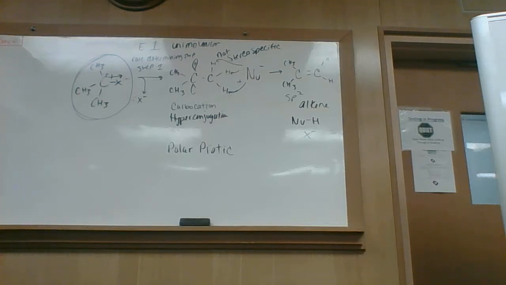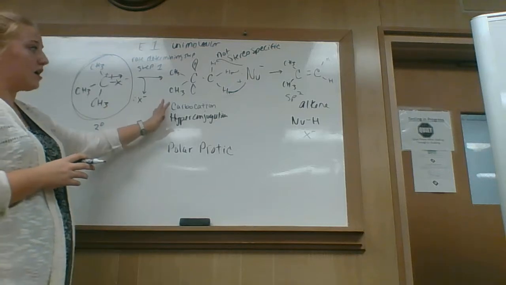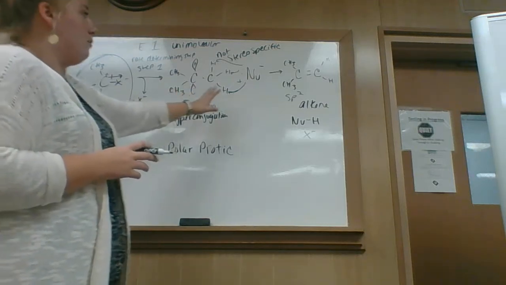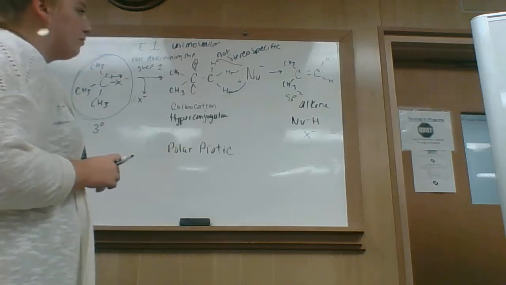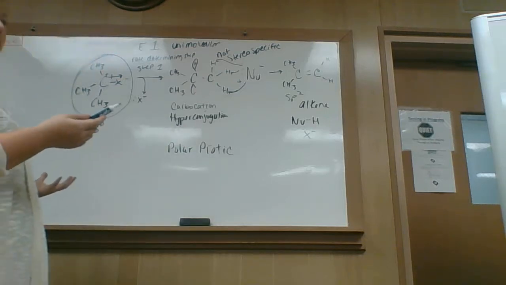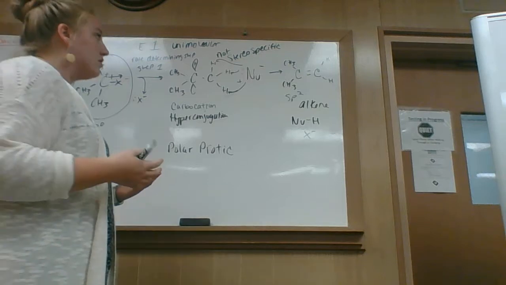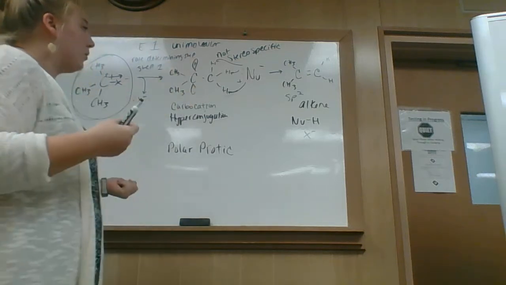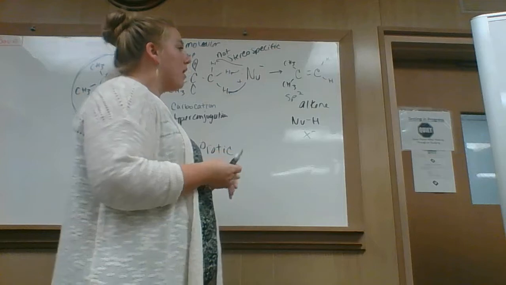Will you run through E1 from the beginning to the end? E1 specifically? Sure, absolutely. So, E1, elimination unimolecular. You have a tertiary alkyl halide. The first step is the rate determining step where the halogen is removed, creating a carbocation. The carbocation reacts with a nucleophile that can attack any of the peripheral hydrogens, so it's not stereospecific. When it pulls off one of those hydrogens, it creates a second carbon with only 3 bonds, which drives a carbon-carbon double bond, making an alkene.